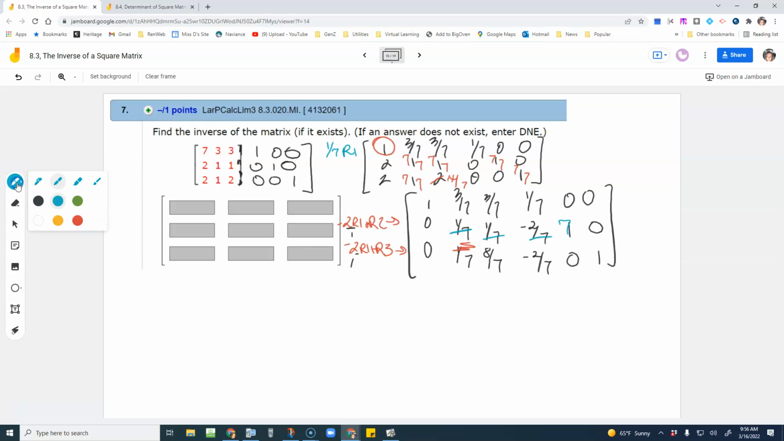Cool. Then I can go ahead and use that row with its established 1 to get everything else all nice and canceled out. And so all nice and canceled out will be in row 1. I need negative 3 sevenths times row 2 plus row 1. And then in the bottom row, I need negative 8 sevenths, row 2 plus row 3. Let's go, let's go.